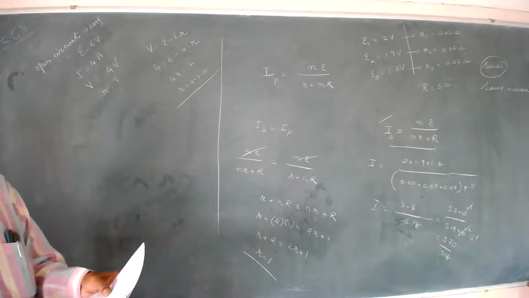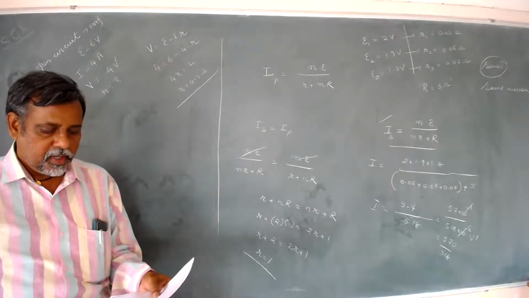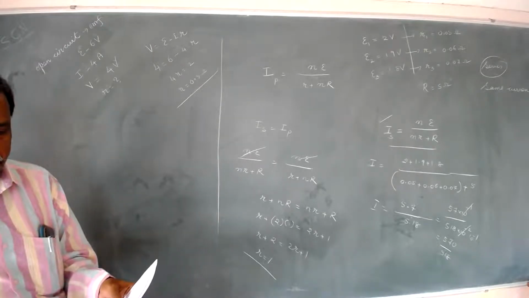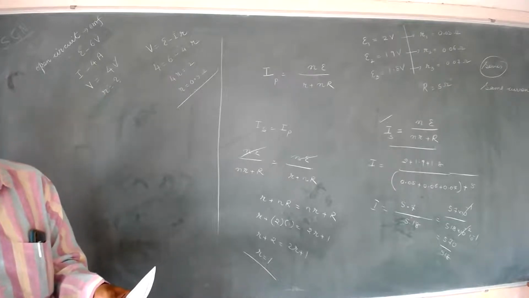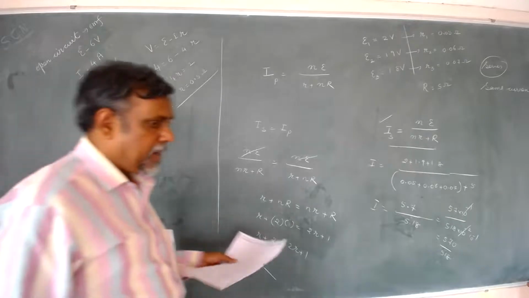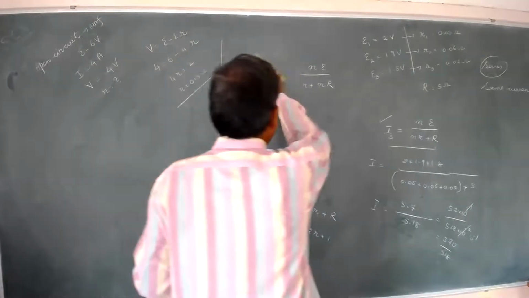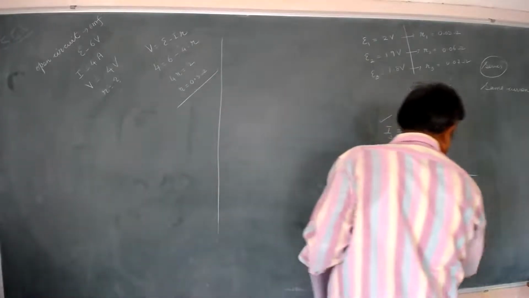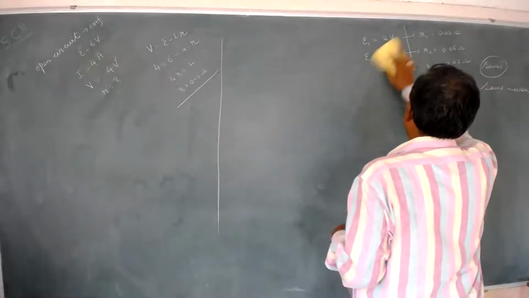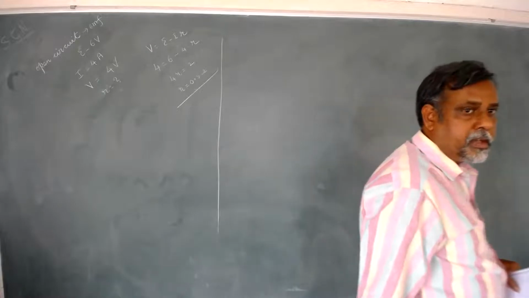Okay. Next question. A secondary cell after a long use has an EMF of 1.8 volt and internal resistance of 350 ohm. So what maximum current can be drawn from the cell? When will the current be maximum through a cell? When the internal resistance is zero.